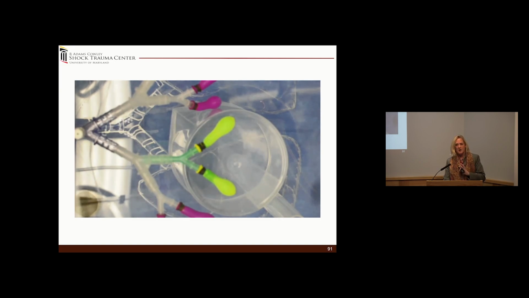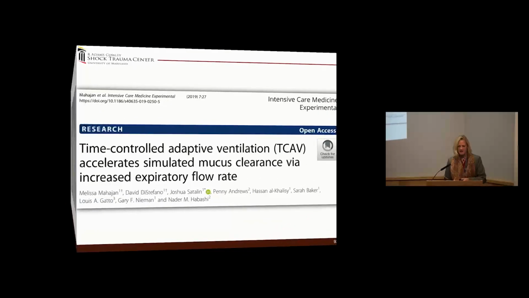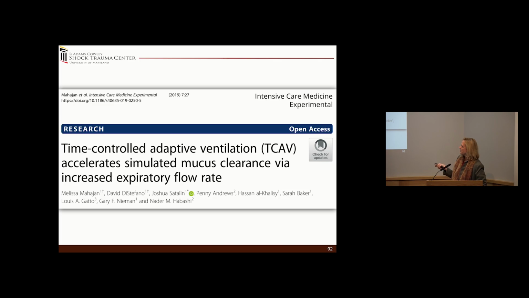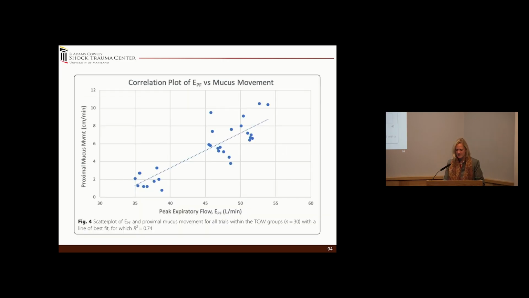So this was a plastic model, okay? We actually translated this and looked at TCAV using simulated mucus in pig lungs. And what we found was essentially the same thing. As the flow rate increased, the movement of secretions increased. When we compared that with conventional ventilation, there was really no proximal movement of the secretions, but as you went to 75% on TCAV, the movement of secretions increased dramatically. And here's just a plot of mucus movement. You've seen it all.